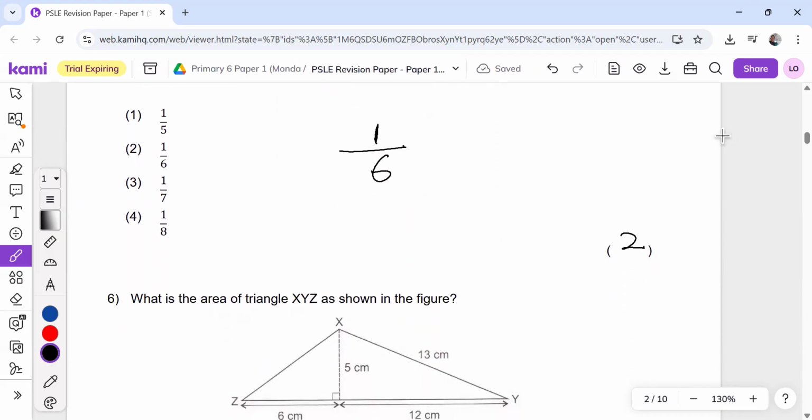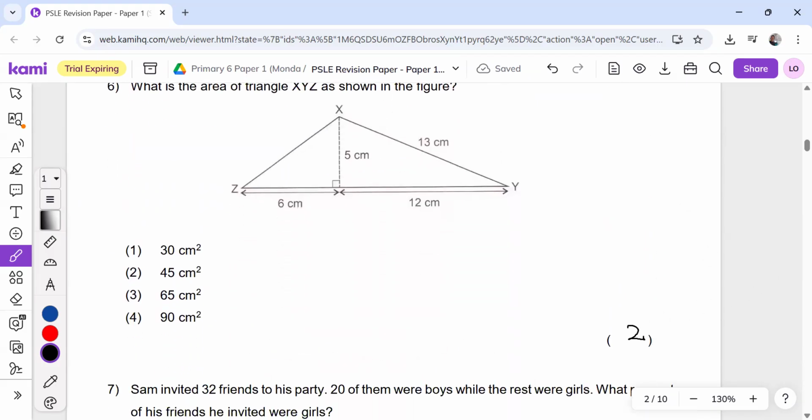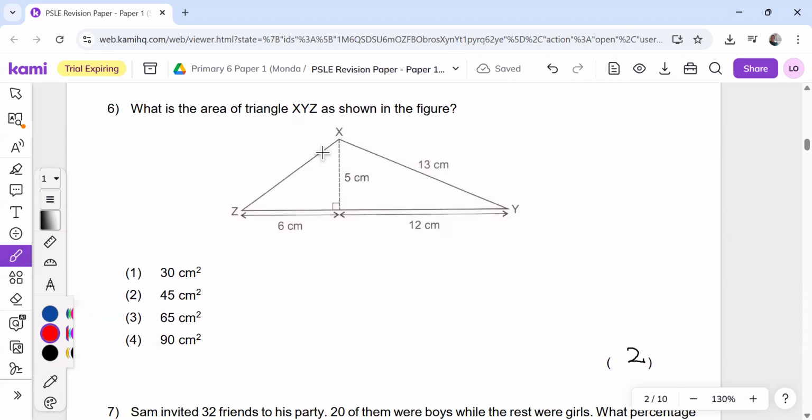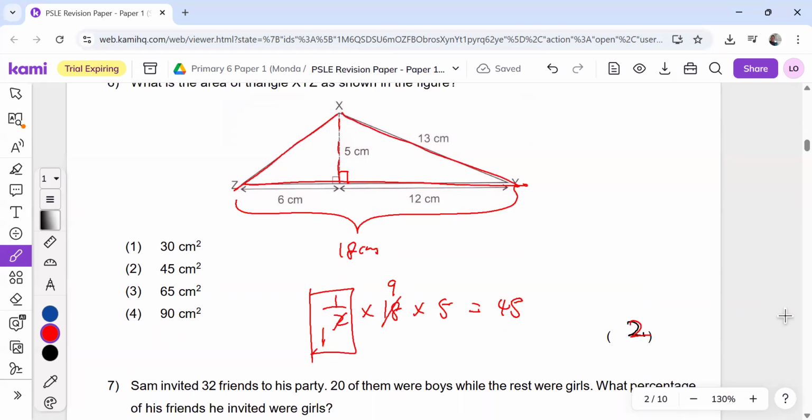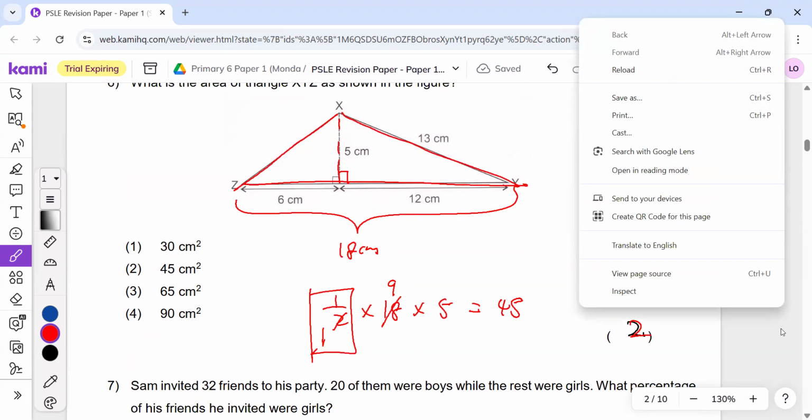Question number 6, your answer is number 2. Okay, number 2. And how do you find the area of XYZ? You must recognize which triangle are you looking at, which is this entire triangle. So where's the base? The base is usually horizontal, which is 18 cm, and the height is right angle to the base. So you have half times base times height. Okay, cancel, divide by 2, divide by 2. Then 9 times 5 is 45. And that's how you get number 2. Okay, how about the 1 over 1? The 1 over 1 you can ignore because 1 divided by 1 is still 1. So we can ignore that. Okay, that's question 6.